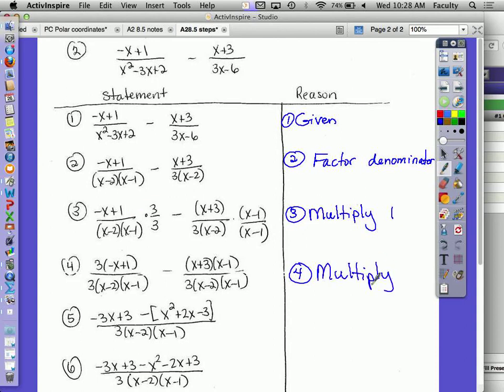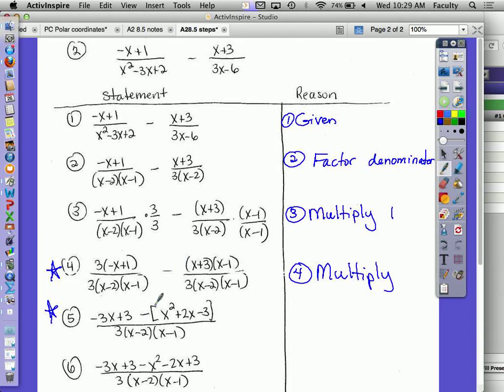Now, I would like you to put a big giant star here between 4 and 5 because the only difference between problem 1 and problem 2 here is I added on the first one and now I'm subtracting. But here's the deal. This is FOIL, right? X plus 3 times x minus 1 is FOIL. And I need to subtract everything out of that FOIL, not just the x squared.